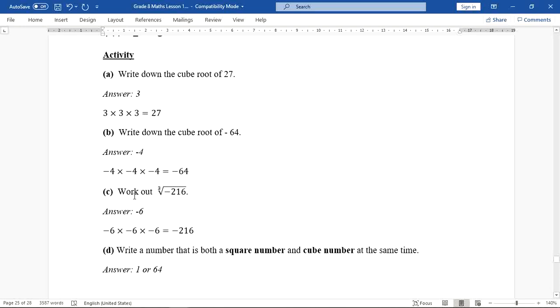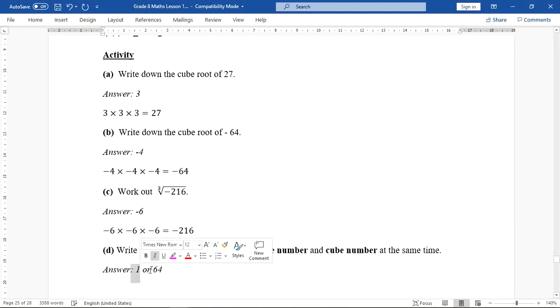Then work out the cube root of negative 216, which is negative 6, because negative 6 times negative 6 times negative 6 will give us negative 216. And then part D is very interesting. Write down a number that is both a square number and a cube number at the same time. So you have two options. You could have said 1 or 64.